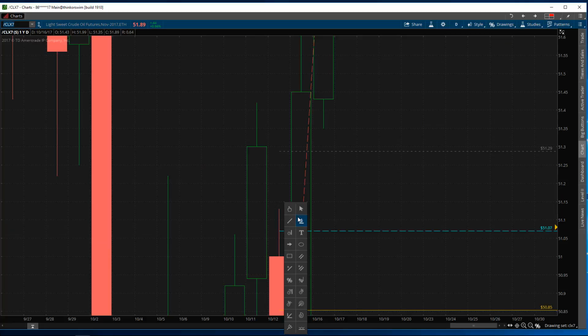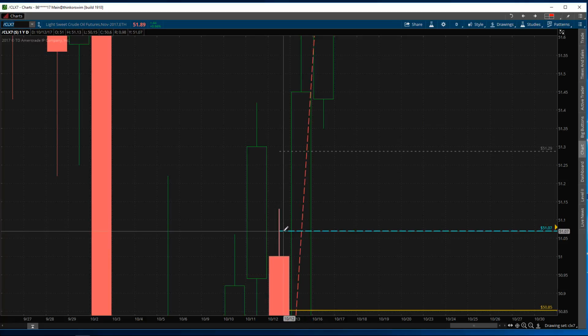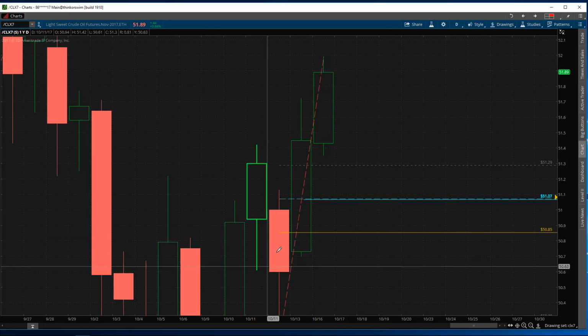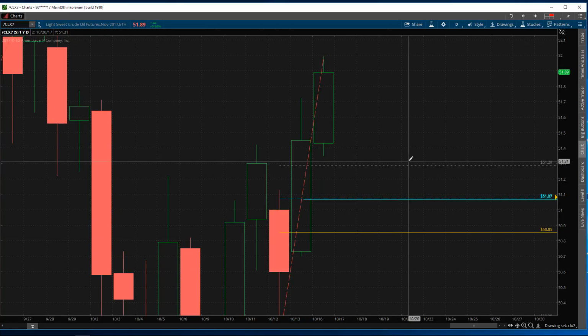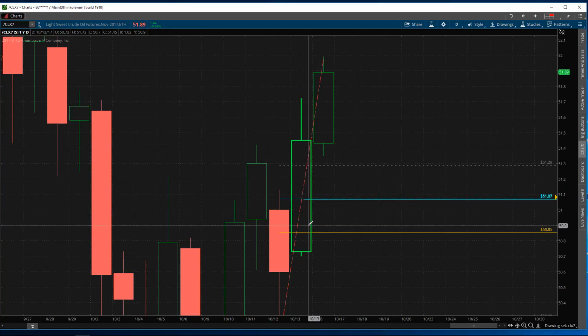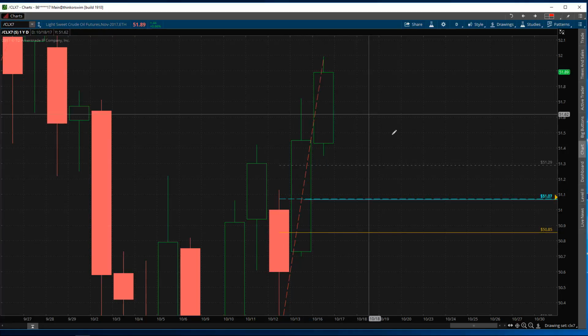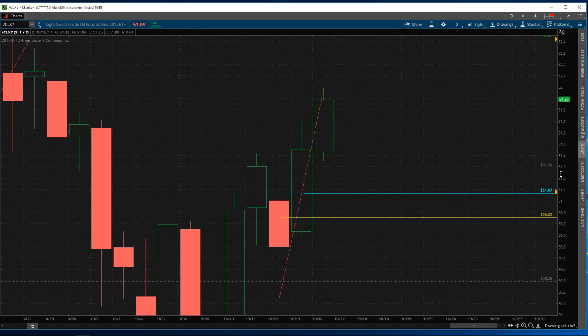the high of this red candle that we had going back to the 12th on Wednesday. The low of that week to high, that 50% retracement is 51.07, or the low of Wednesday to the high of Friday, or the high of Sunday here is 51.07. So that is the support level I'm looking for oil to trade.